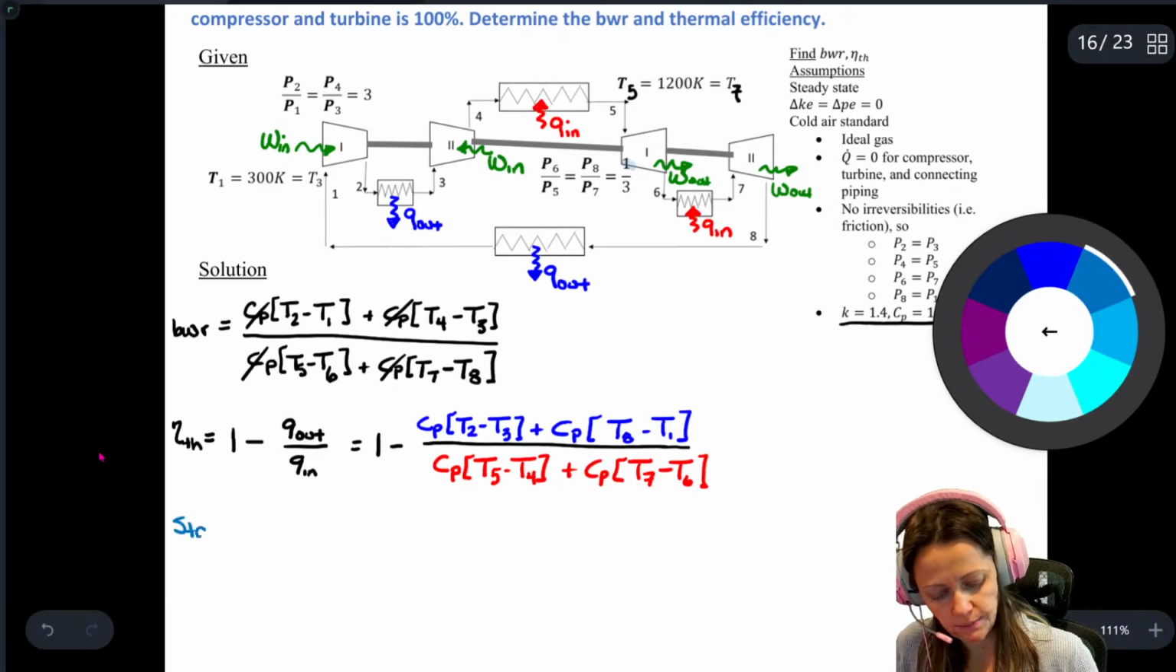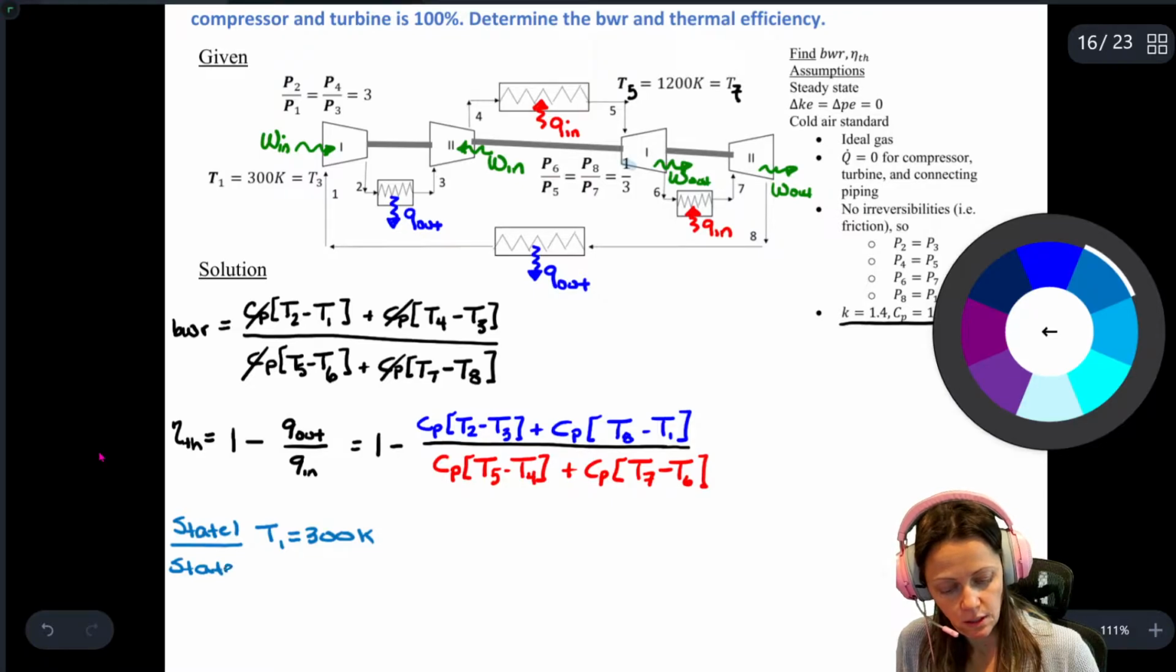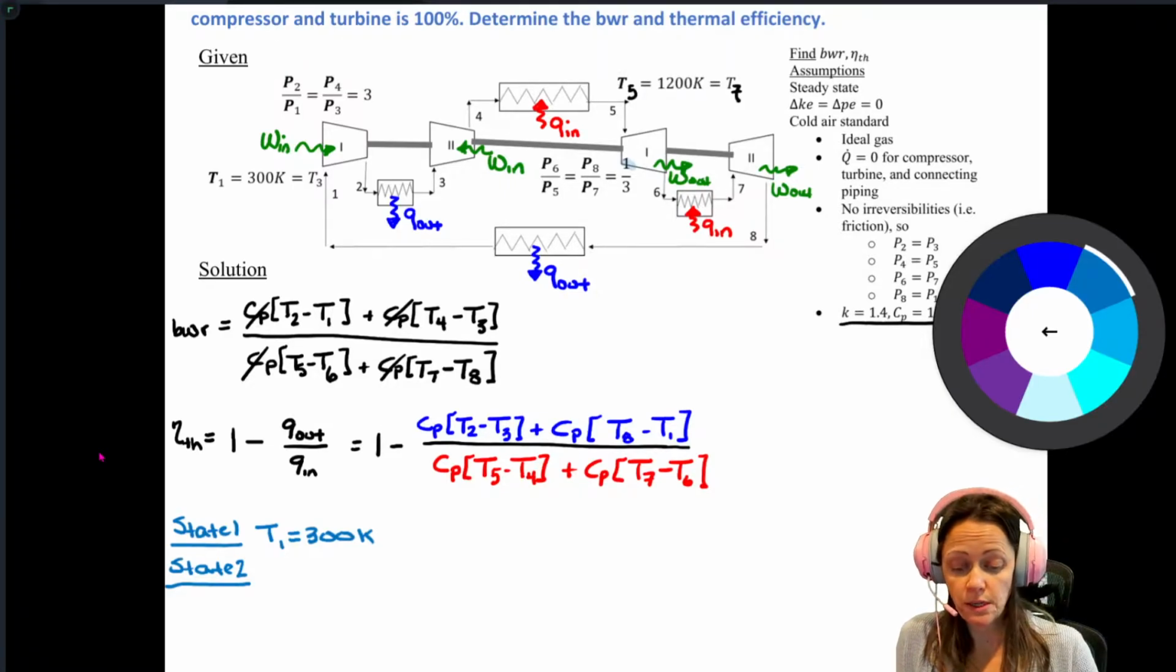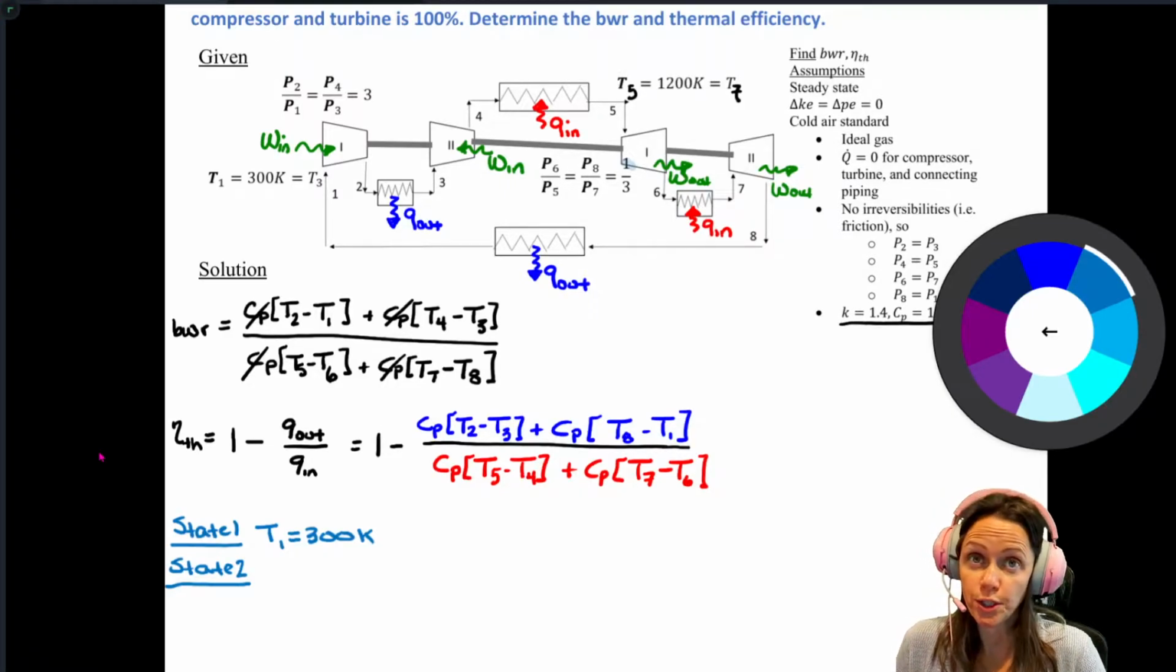All right. So state 1. The only thing we really need are the temperatures, and that's given to me, so I'm good. That's 300 Kelvin. And state 2, so this is after that isentropic compression process. I'm given what the pressure ratio is. Pressure ratio is 3. I'm also told that the isentropic efficiency of all the compressors and the turbines, they're all 100%, so I don't have to figure out what is T2s and then T2.